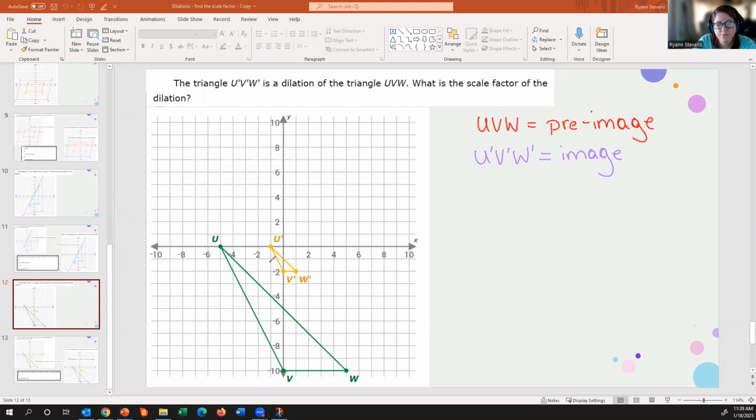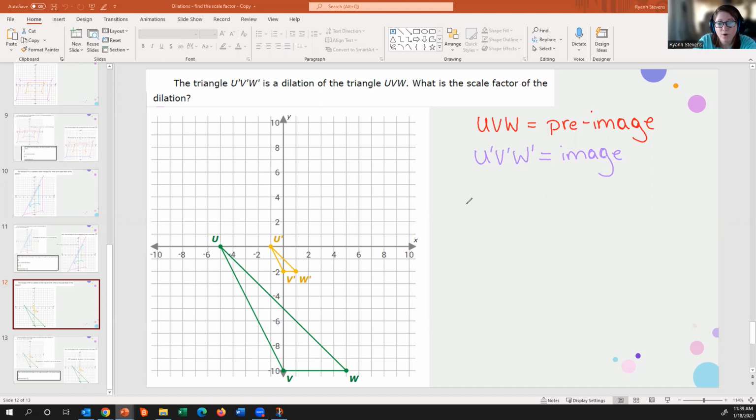Now, this one looks a little bit different because in all of the other examples we looked at, it seemed like the shape was still inside. If we were reducing it, it was still inside of the pre-image, okay? We can still have this just depending on what the scale factor is that we find.